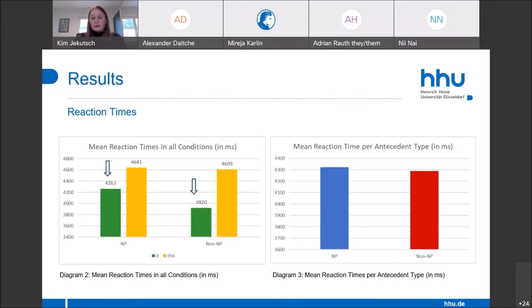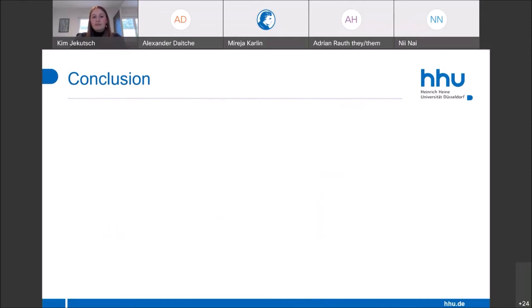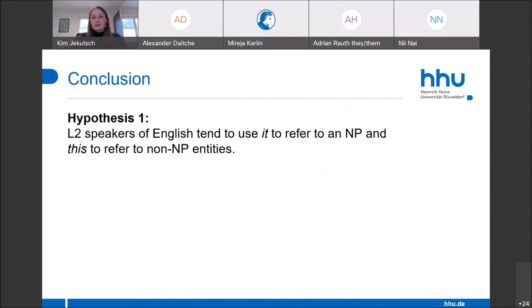But what do we learn from the results? The findings reveal that L2 speakers use the same interpretation patterns as native speakers, because they prefer it when referring to a noun phrase and this when referring to a non-NP entity. This shows that we can also observe an effect of salience in the L2 speakers' pronoun use. And so my first hypothesis was supported.